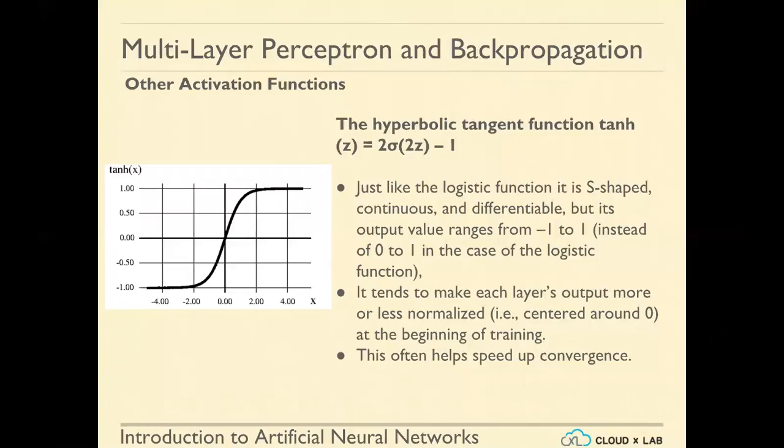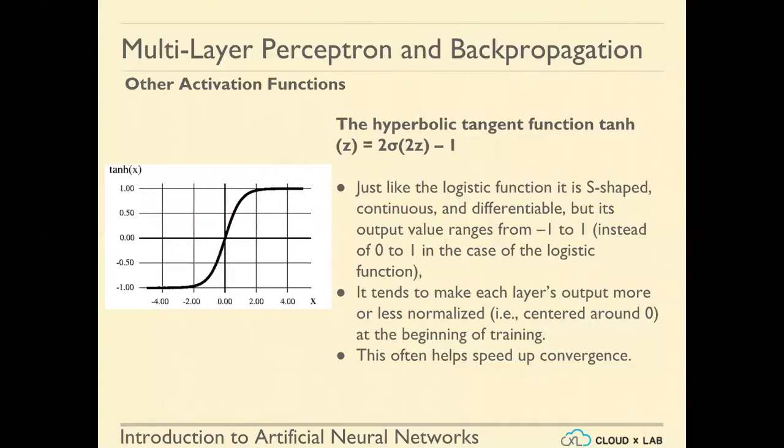It tends to make each layer's output more or less normalized, and it is centered around 0 at the beginning of the training. You can see that most of the outputs of tanh are 1 or -1. Only for a small range it is closer to 0. So it is just like a step function, more or less, just that it is also differentiable and continuous.